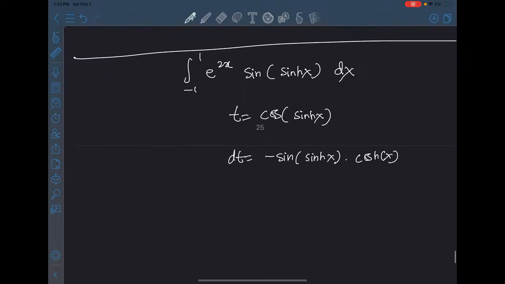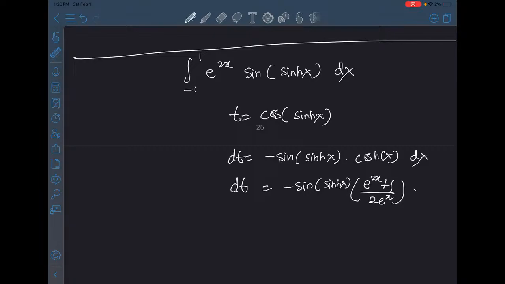Now dt and dx: negative sine of sin x and cos x. I mean, now how do I connect it? Now this is e to the power 2x plus 1 by e to the power x. Now how do I connect that? Now this is e to the power 2x plus 1 by 2 times e to the power x. But how do I now connect it? How do I proceed ahead?